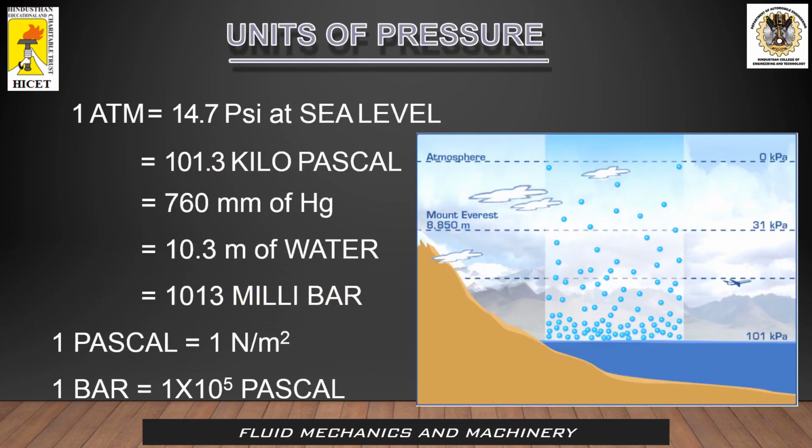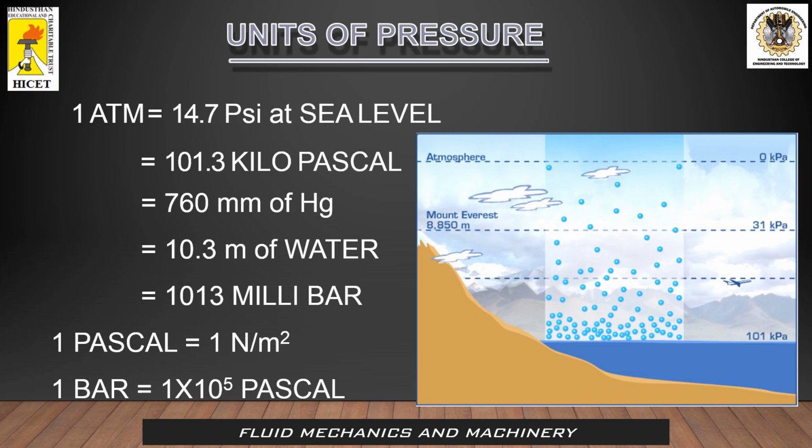Generally, when we talk about units of pressure, it is designated in pascal, bar, or newton per meter square. But in general, one atmospheric pressure is equivalent to 14.7 psi, that is pounds per square inch, or 101.3 kilopascals, or 760 millimeters of mercury, or 10.3 meters of water, or 1013 millibar.